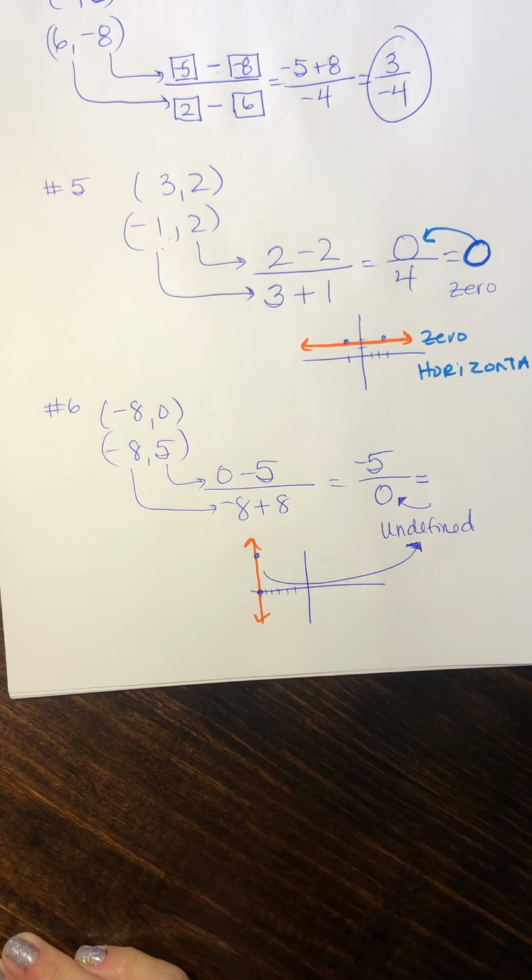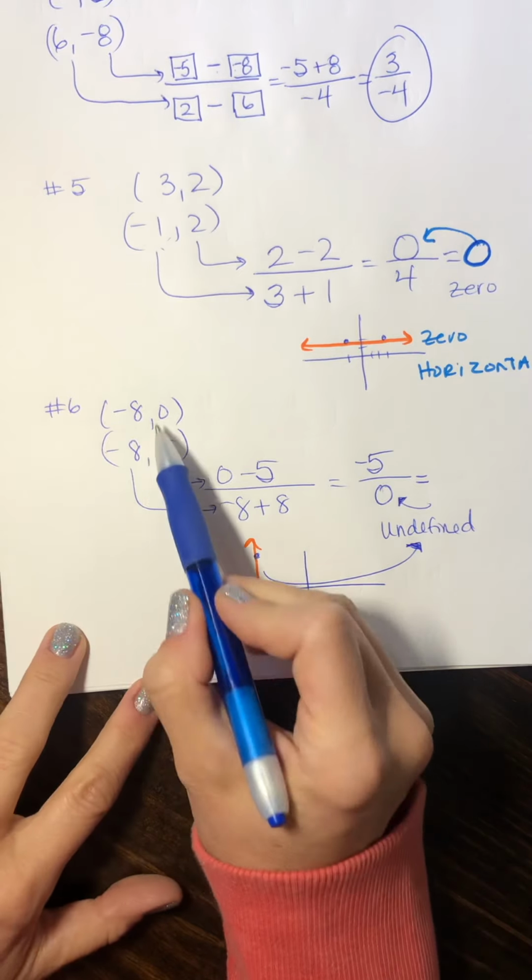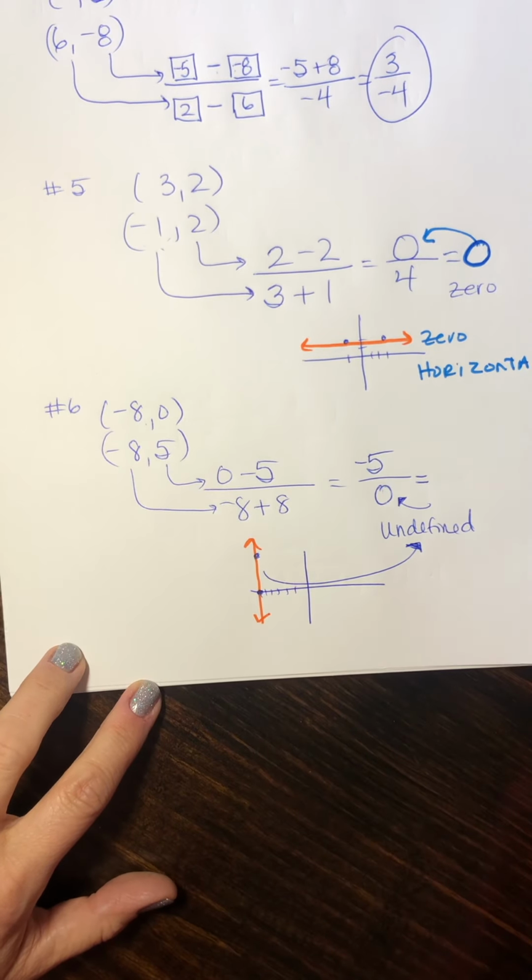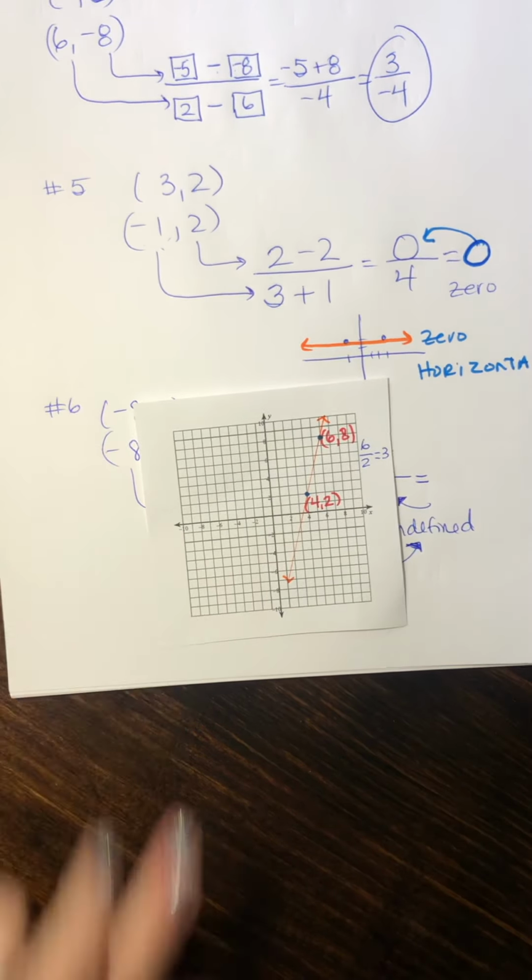So what we are going to be working on next is making sure we know how to find the slope of 2 points even when we aren't given the graph.